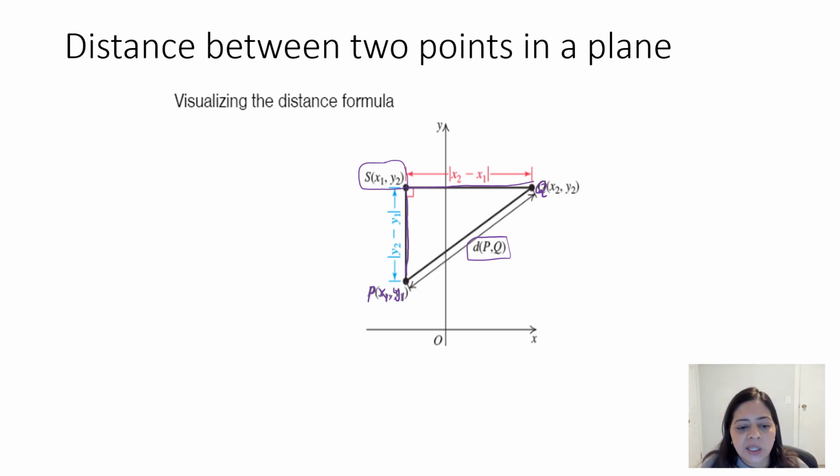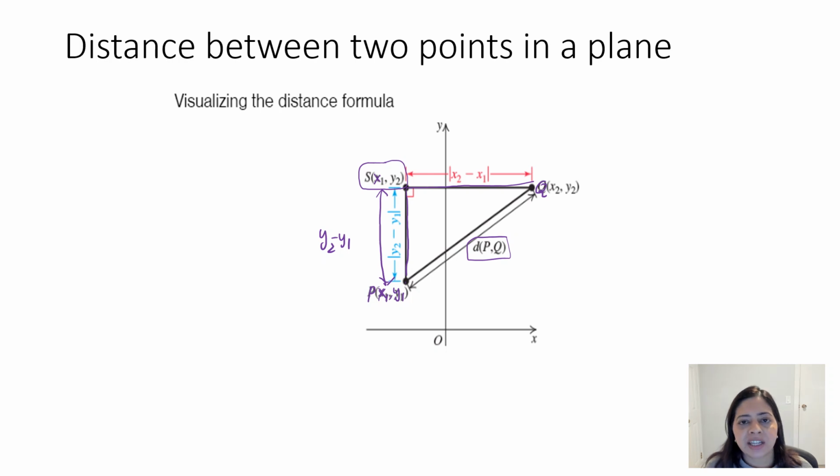So P's coordinates are x1, y1, Q's coordinates are x2, y2. So how much is this? They could be anywhere on the x level, but when you are measuring the vertical distance between them, you are essentially subtracting the y values, right? So x values do not play a role when you're measuring the distance between S and P, because they're on the same x value. See, this is x1, this is x1. They're on the same x value, but they are at different heights. So it's simply y2 minus y1.